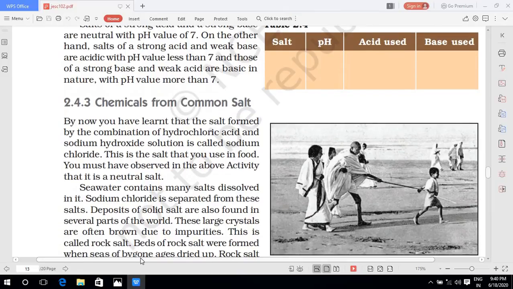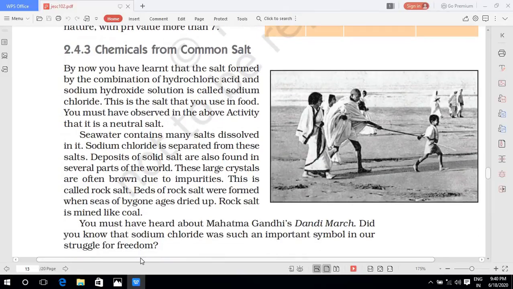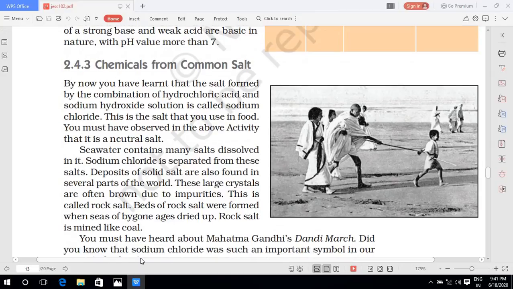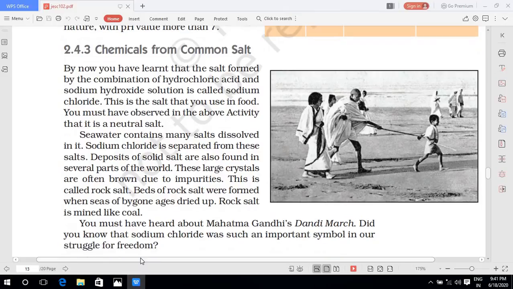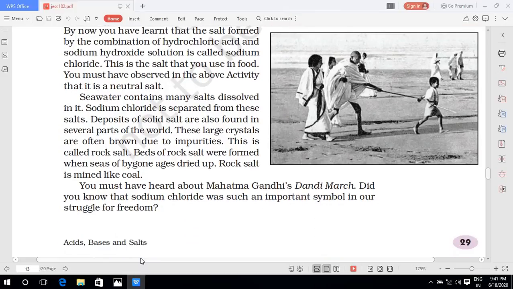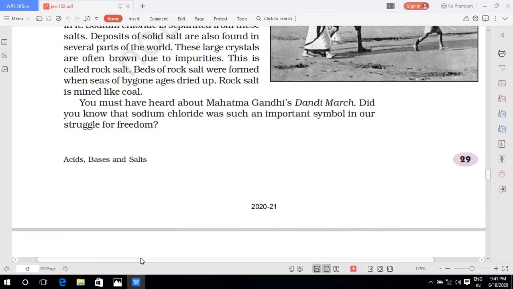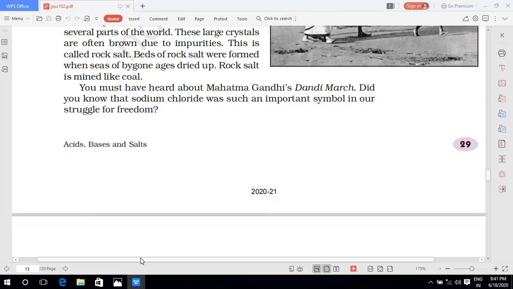Chemicals from common salt. Now let's learn about the chemicals from the common salt. Common salt, that is our table salt, edible salt, sodium chloride. Common salt is very, very useful because of its industrial applications and lots of products that we can obtain from it.